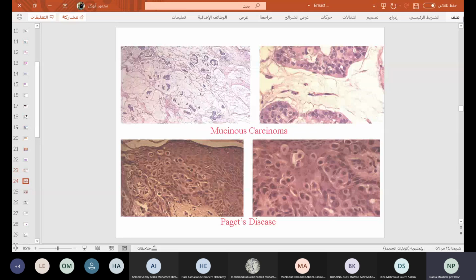The other subtypes that are much less frequent include the Mucinous Carcinoma and the Paget's disease of the nipple. Malignant cells here are invading the epidermis in what's called Paget's disease of the nipple. We don't see these tumors much. Next.